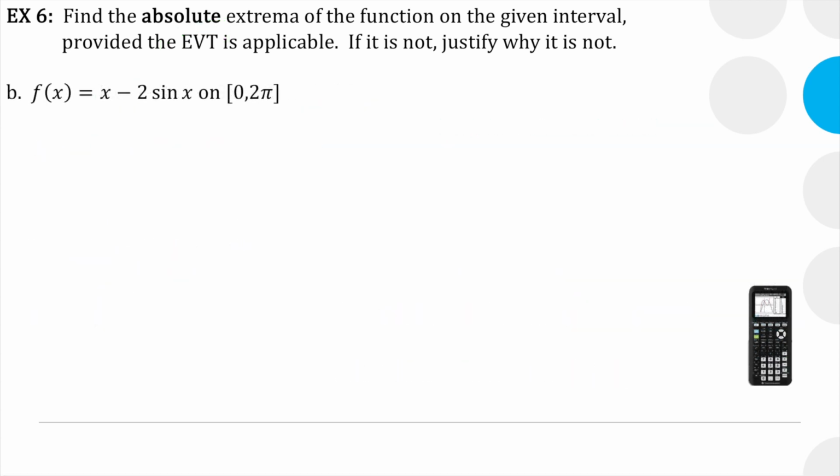B, we have x minus 2 sine x on the closed interval 0 to 2 pi. That's a continuous and differentiable function, so we'll take the derivative, set it equal to 0. We'll get cosine x equals 1/2. So at what angles does the cosine x equal 1/2? This is when your unit circle in your head comes in super handy. So we have the angles pi over 3 and 5 pi over 3.